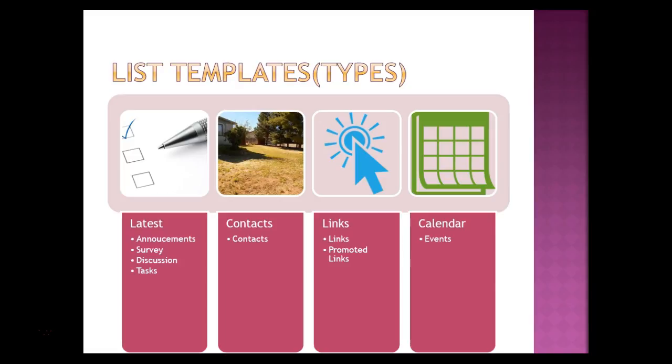And you can use the promoted links list where you can store the images also, where people can click the images and go to the link. The most important list again is the calendar where you can store the events and organize events and allow people to interact with each other through events.